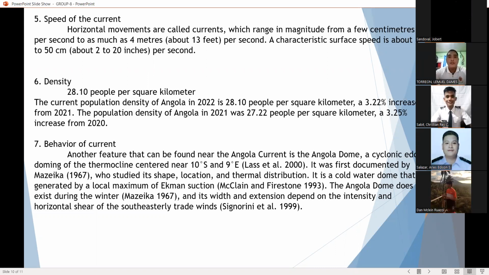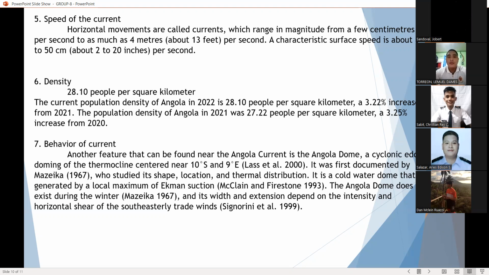I'm discussing density. The current population density of Angola in 2022 is 28.10 people per square kilometer, a 3.22% increase from 2021. The population density of Angola in 2021 was 27.22 people per square kilometer, a 3.25% increase from 2020.